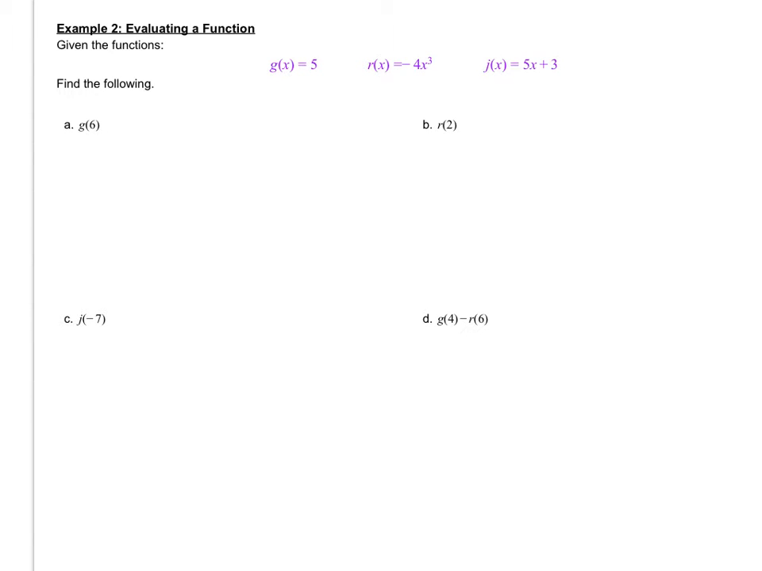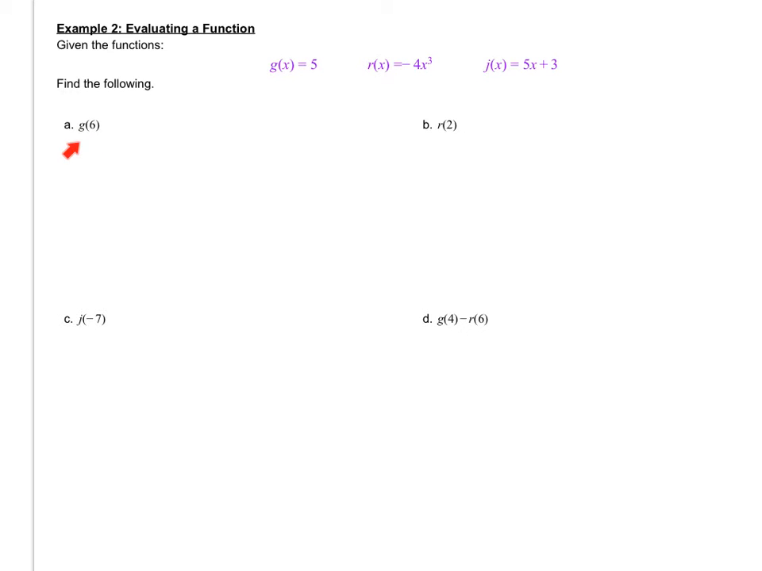In example 2, we are given three different functions: g of x, which is equal to 5, r of x equal to negative 4x to the third, and j of x, which is equal to 5x plus 3. In letter A, we are looking to find g of 6.